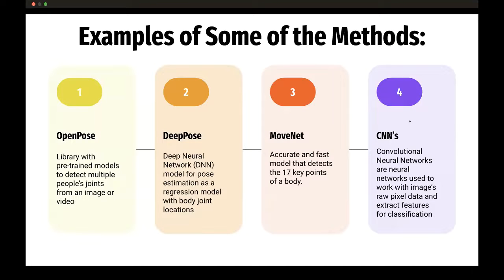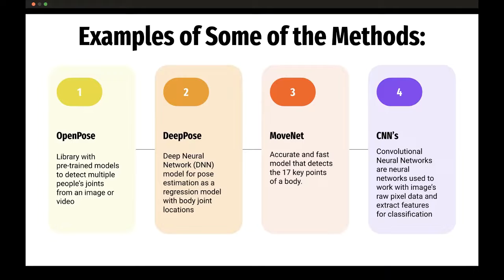And some of the models we evaluated and are going to continue to evaluate are OpenPose, DeepPose, MoveNet, and CNNs. So OpenPose has pre-trained models on other images to detect people's joints from an image or video. As we mentioned earlier, it would draw a skeleton on the figure and then put that into the model and classify it from there. DeepPose is a similar approach and uses a deep neural network to do this, but instead of drawing a skeleton, it would output the coordinates of the joints on the image.